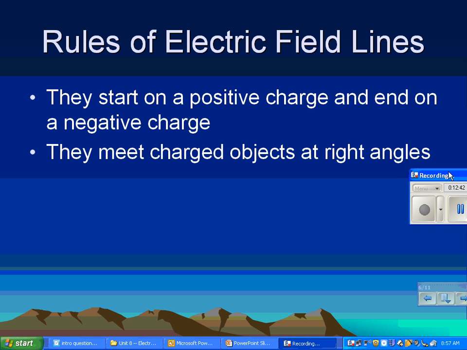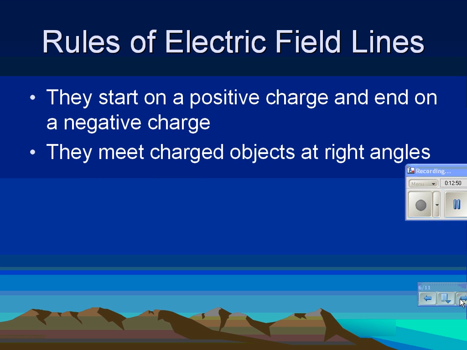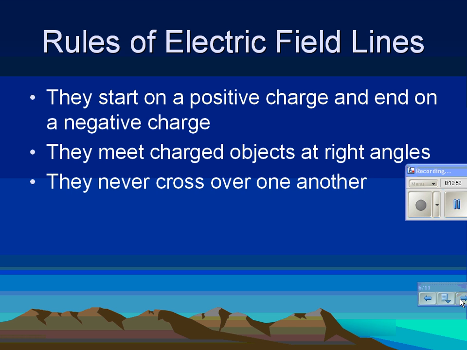Whenever a field line meets a charged object, it will meet it perpendicular to the surface. It'll meet it at right angles. I'll show you some examples of this in just a second. Field lines never cross. They never cross one another.